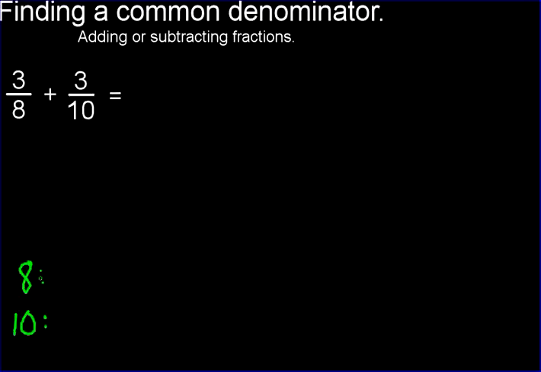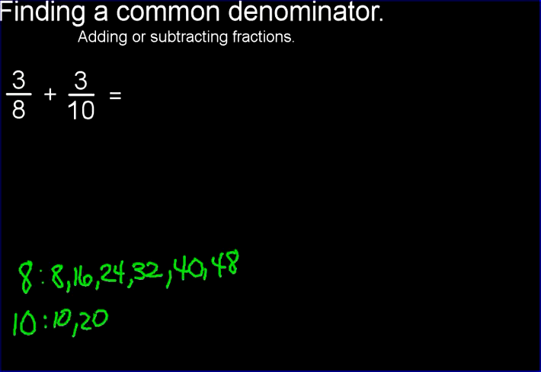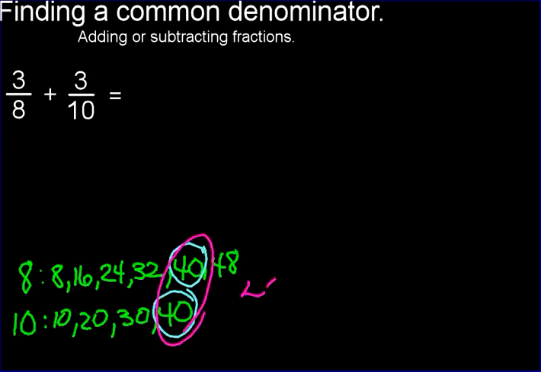The multiples of 8 are 8, 16, 24, 32, 40, 48. And the multiples of 10 are 10, 20, 30, and 40, which gives us a common multiple of 40. So our least common multiple, in this case, is 40.